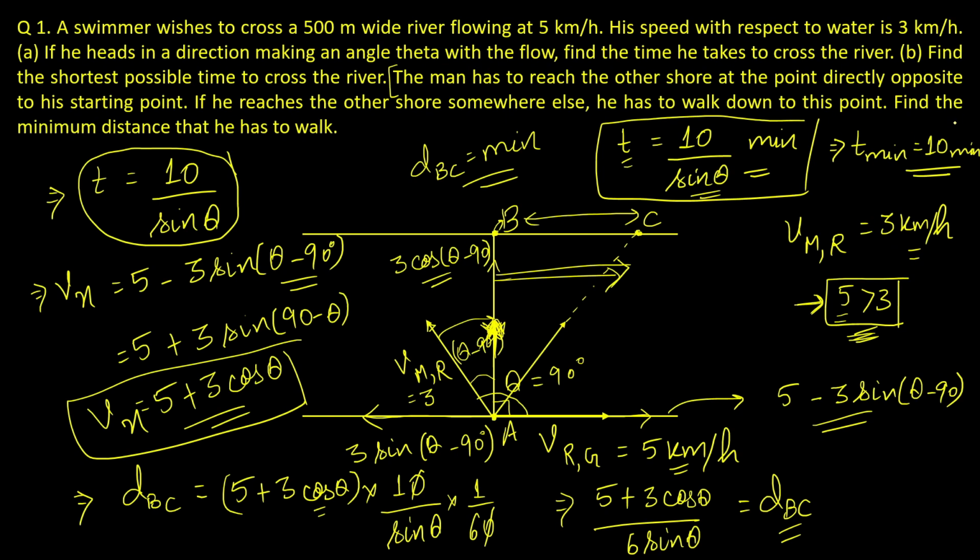So 2 upon 3 kilometers is basically the minimum distance that this swimmer has to walk in order to get from point C to point B, that is directly opposite to the starting point A. So this is how you need to proceed in case of swimming across the river problems, and believe me, this is one of the tough questions given in the H.C. Verma book. But there are some other good questions too in the same book, or you can refer to any other book for some good questions.